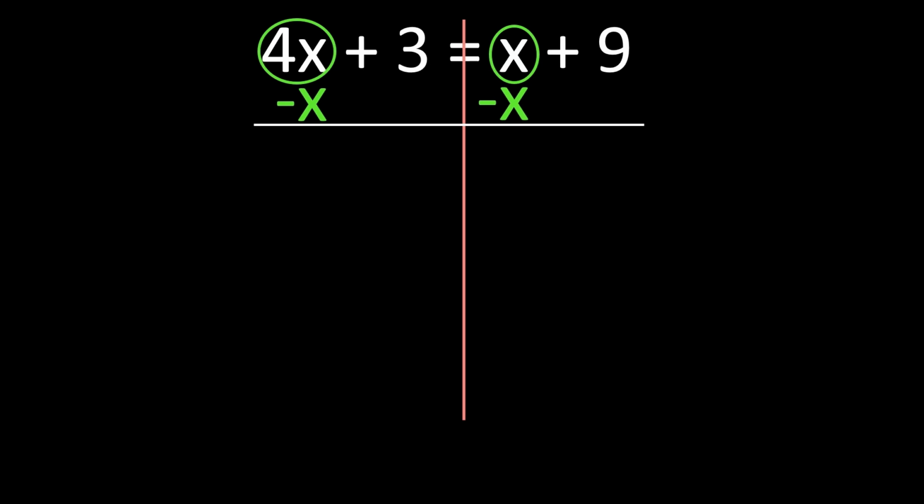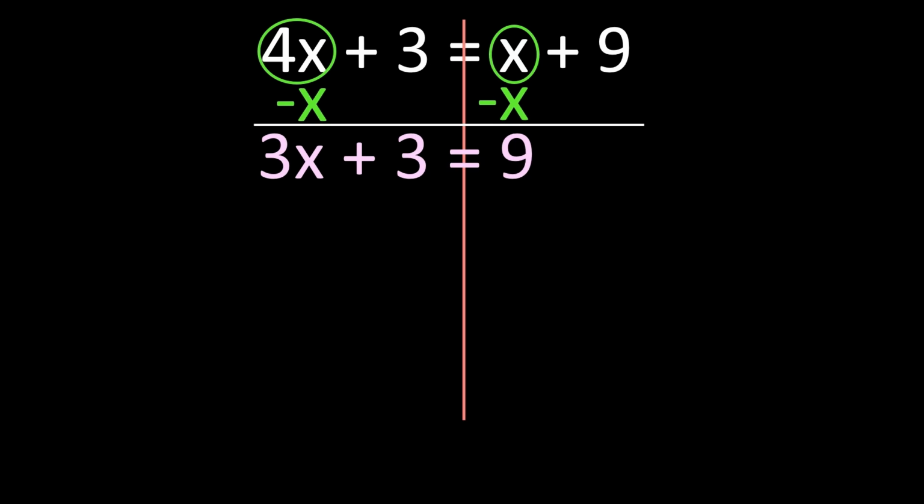So I'm on the left-hand side. I have 4x minus x, and 4x minus x is 3x. Then I have 3 plus 0 is 3. On the right-hand side, I have x minus x, which is 0x, so I don't even need to show that in my equation anymore. I don't have an x on the right-hand side. And then I have 9 plus 0 is 9. So now I'm working with 3x plus 3 equals 9, which is a two-step equation.